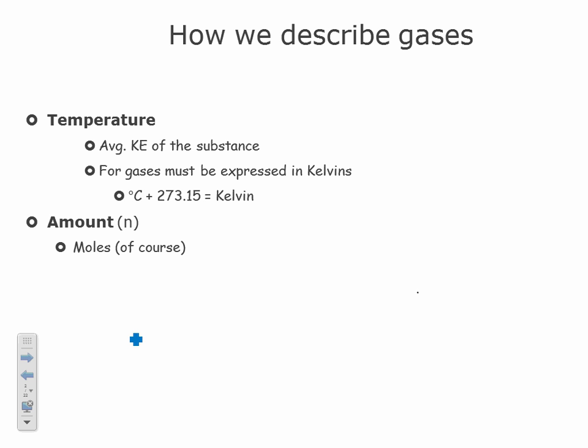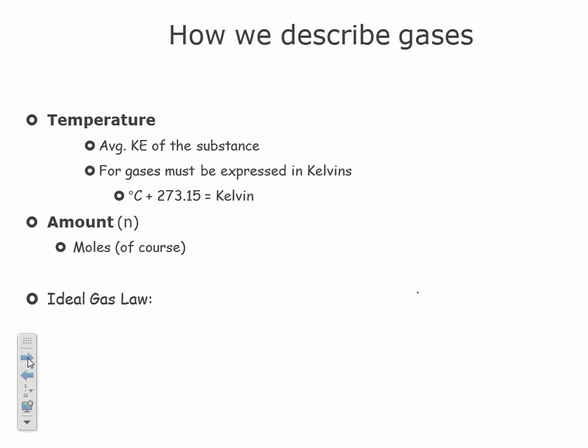So one of the things that we should do really quickly here is look at the relationships that you learned throughout your 3-day lab on gas relationships. And that is what we call the ideal gas law. The ideal gas law is the mathematical relationship between these variables.